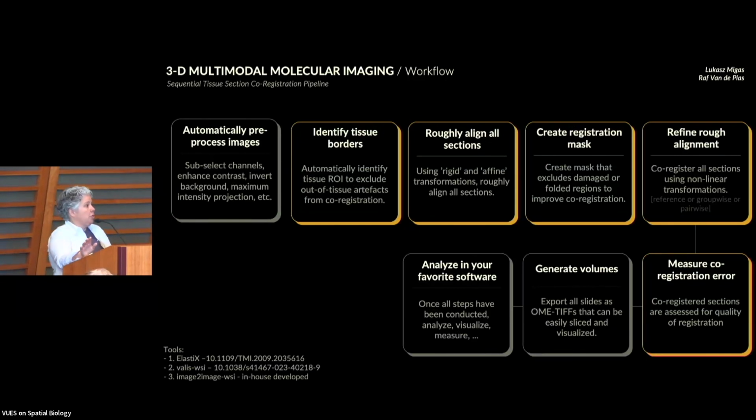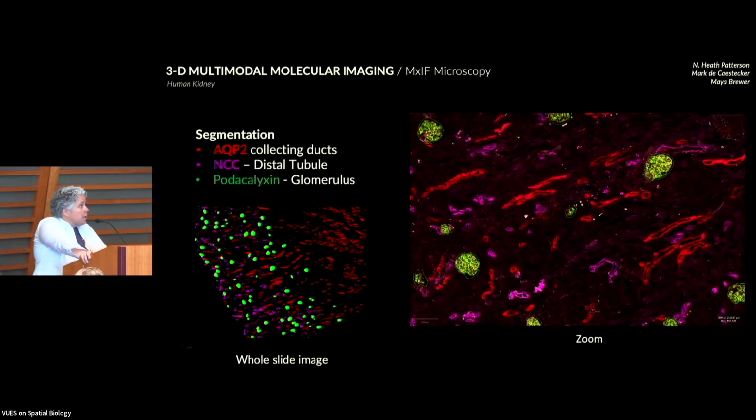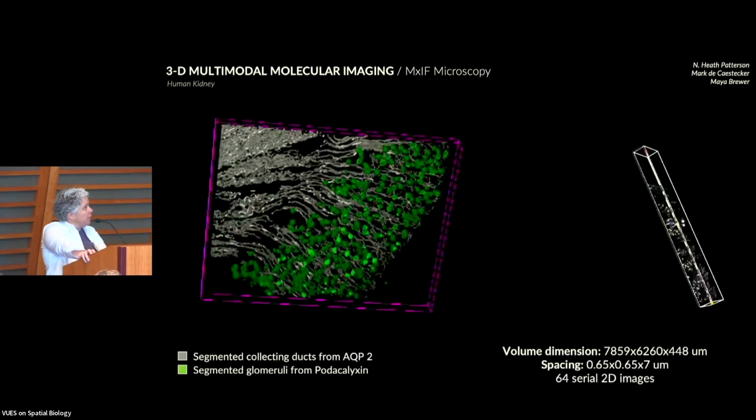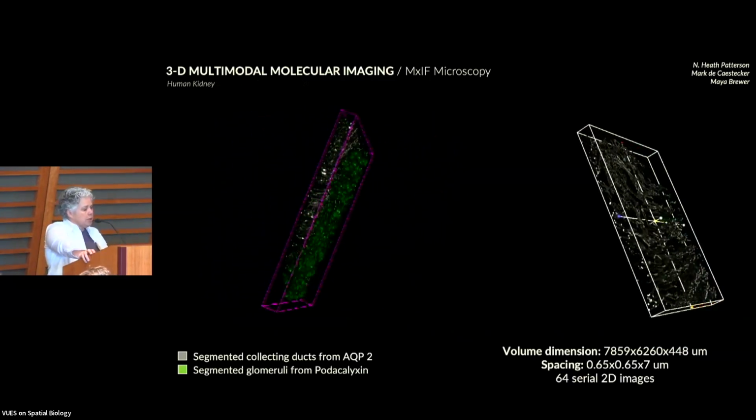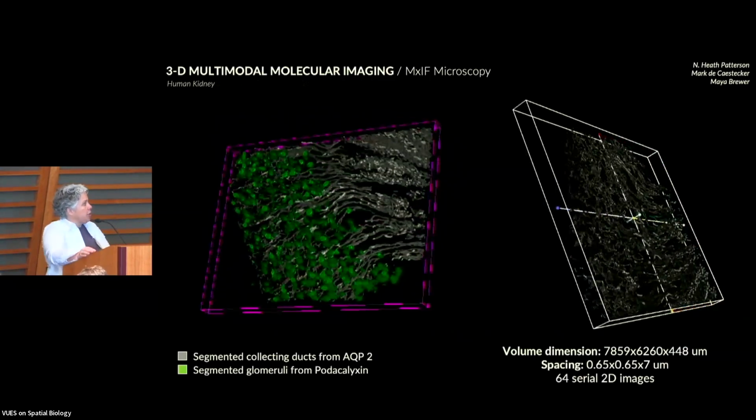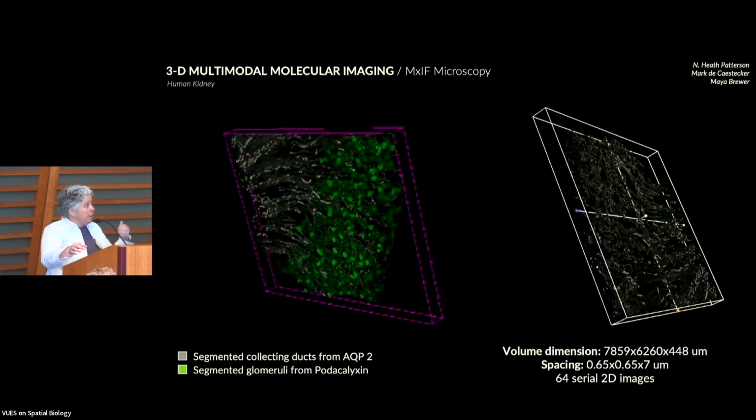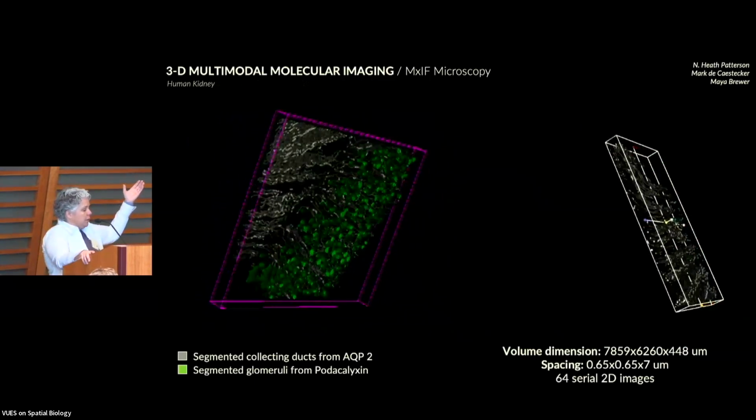And so now I'm just going to show you a couple of examples of some of the 3D data sets that we've collected and how we've co-registered them and projected the 3D volumes. So our first pilot experiment was very small. We just chose 3 MXIF markers that would distinctly mark 3 functional tissue units within the nephron. And we collected the data across, I think, 64 serial sections. And essentially we just challenged ourselves: can we collect that data, co-register it, and project it in a 3D volume? And what you're seeing here is the projections that come out of this data.